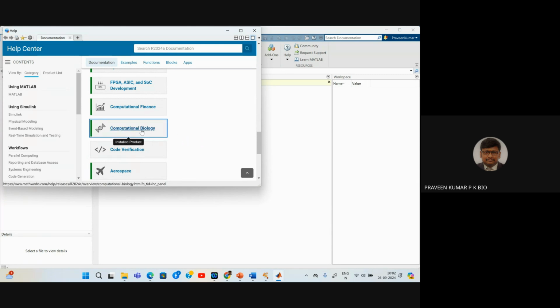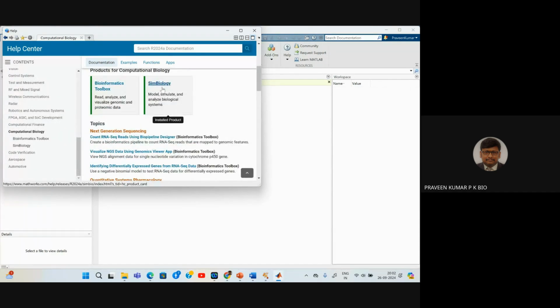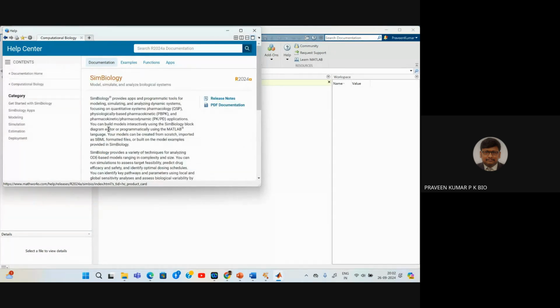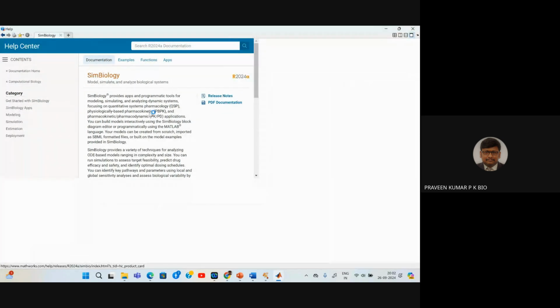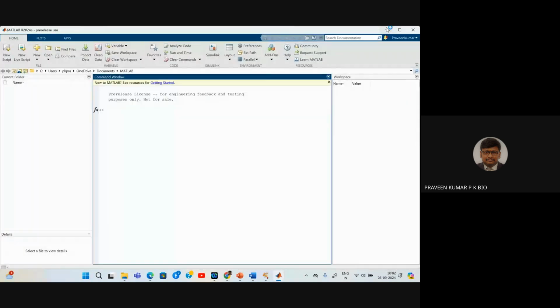For example, if you want to see what's there in computational biology, one can see here, SimBiology is there in the computational biology. Even Bioinformatics Toolbox is there. So you have to click SimBiology inside. Even for next generation sequencing, you have much of the information. One can download even the PDF documentation. So what are the SimBiology apps present? Modeling, simulation. All this information you can find from the help center.